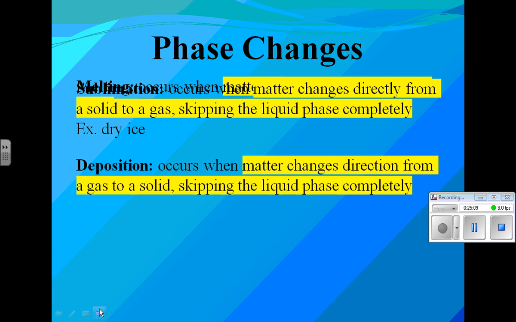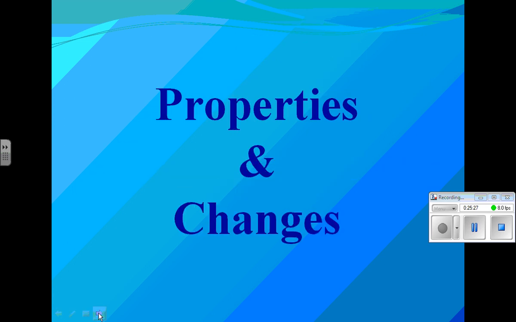Then deposition would be where we go straight from gas to solid. So this is where, again, it skips the liquid phase. These go hand in hand with each other again, always skipping the liquid phase, depending on whether you're taking away energy or adding energy. Okay, and we'll stop these notes here.